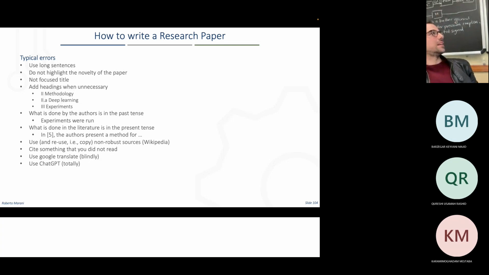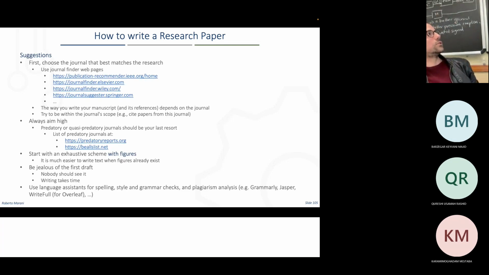But just another suggestion: once you have written your paper, or better, before you write your paper, maybe you have just your abstract, your basic idea, and your title. Try to use these journal finders to find the best journal that matches your topic. There are some tools. For example, you have a title and an abstract, you can go there, to the publication recommender.